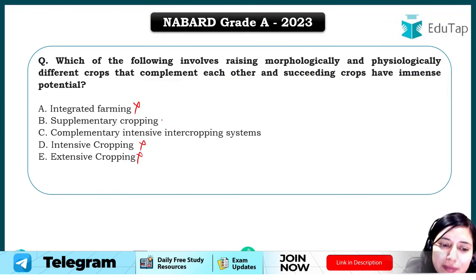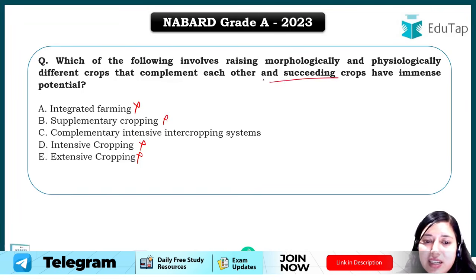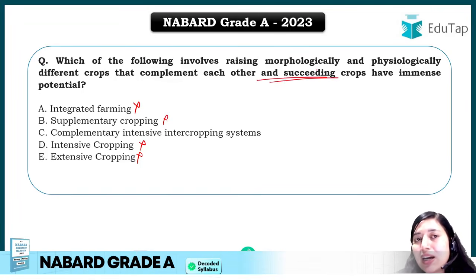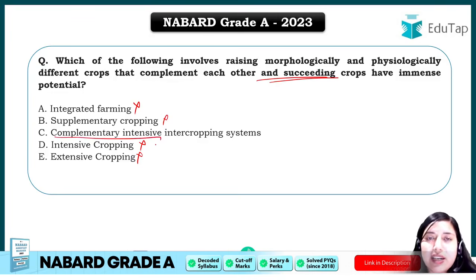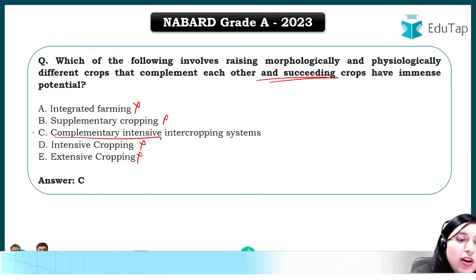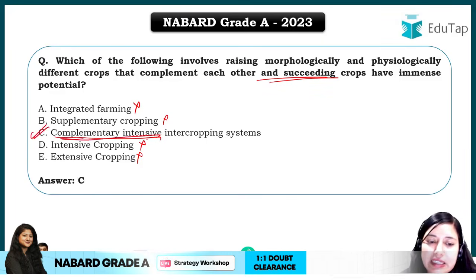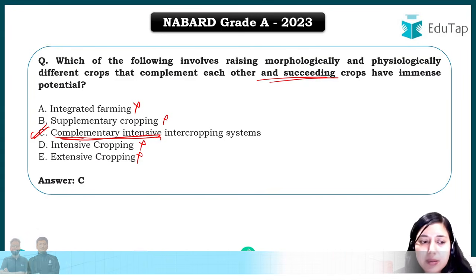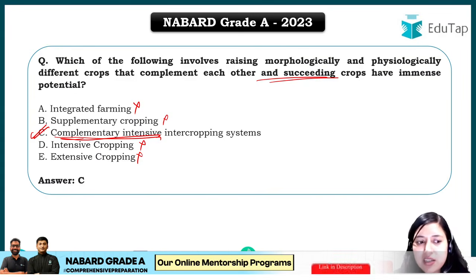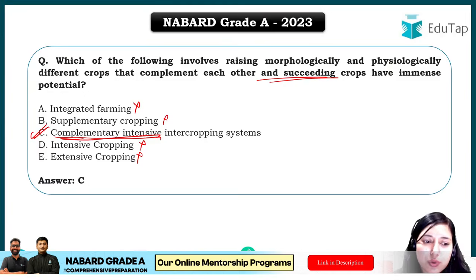Then if I talk about supplementary cropping, in supplementary cropping we grow two crops at a time, but here you have been asked that one is grown after the other, right? So that happens in the complementary intensive intercropping system. So the answer here will be option C, complementary intensive intercropping system. Again, a very difficult question, not a general term that we read in agriculture, but still it has been asked, so we have to cover it, and you have to know this.